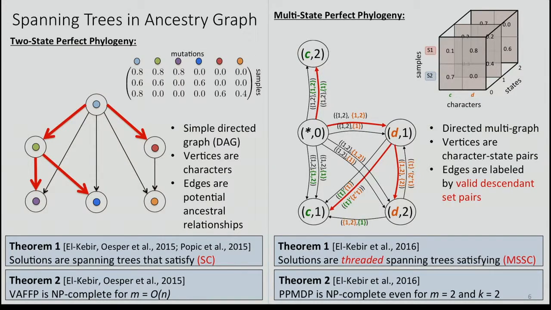And in our new work, we strengthened this result. We've shown that the problem is NP-complete for two states, so that's the same as here, but the number of samples is just 2. So it's not fixed parameter tractable in the number of samples, which would actually be a useful parameter to have. But unfortunately, that's not the case.